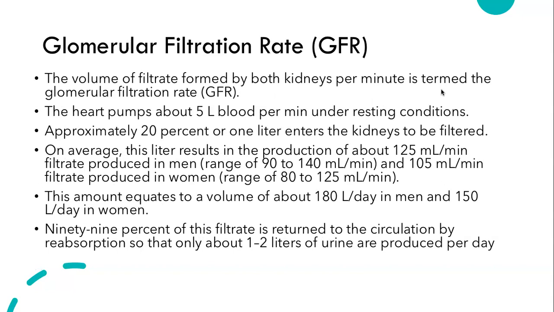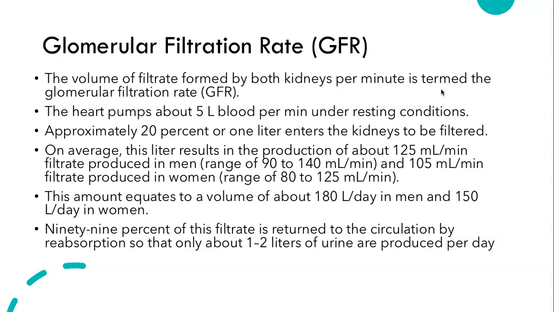We'll talk about something called the glomerular filtration rate, or GFR. The volume of filtrate formed by both kidneys per minute is termed the glomerular filtration rate. The heart pumps about 5 liters of blood per minute under resting conditions. Think about that. Approximately 20%, or 1 liter, of that will enter your kidneys to be filtered. On average, that results in the production of about 125 milliliters per minute in men, a range of 90 to 140, and 105 milliliters per minute in women, a range of 80 to 125.